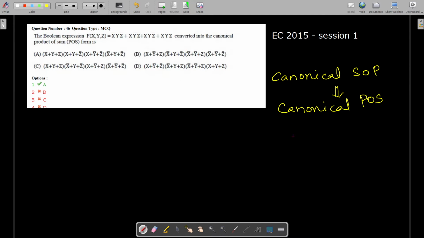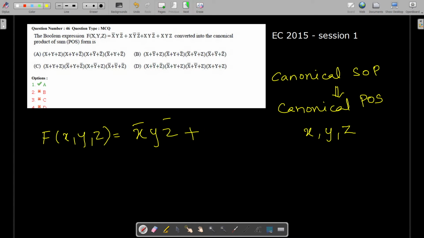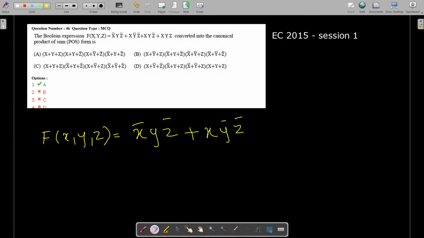So what is the meaning of it? We have three variables x, y, z. So here we have the function f of x, y, z. The first term is x bar y z bar. That should contain all the variables either in the primed or unprimed format. That is the meaning of canonical. Plus the second term, x y bar z bar. Here also we have all the variables either in the primed or unprimed format. Third term, x y z bar, also having all three variables either in primed or unprimed format. The last one is x y z. So this is the meaning of canonical.